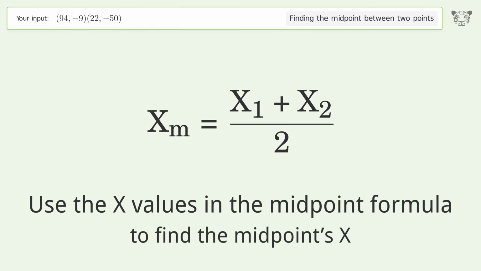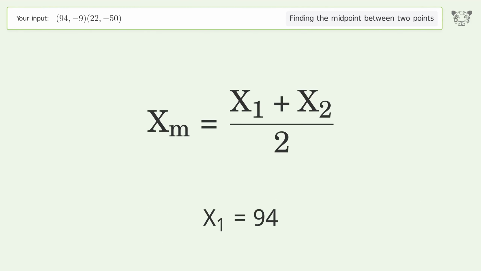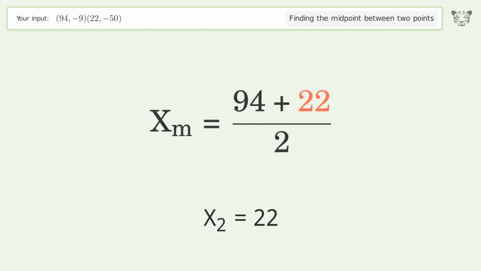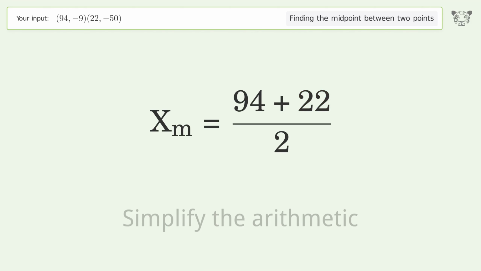Use the x values in the midpoint formula to find the midpoint's x. x1 equals 94. x2 equals 22. Simplify the arithmetic.